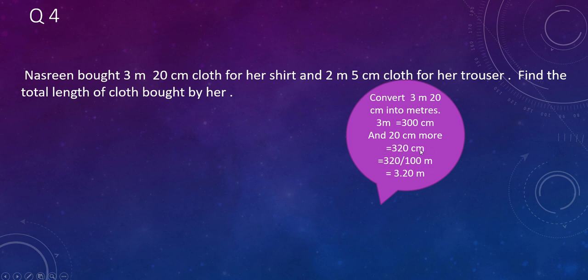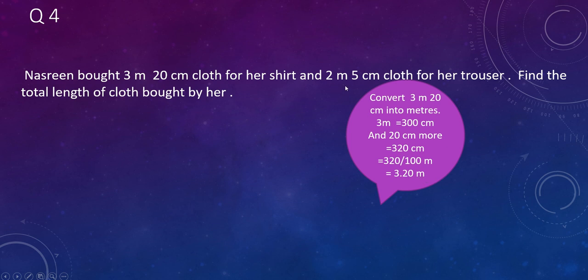Now what's the relation between meter and centimeter? 1 meter is equal to 100 centimeter. I want to convert this centimeter into meter, means I am coming back to the bigger unit. As I told you in the last video, whenever you are going back to the bigger unit, you have to divide. So you have to divide by 100 because I am coming to the bigger unit. So 320 divided by 100 would be 3.20 meter.